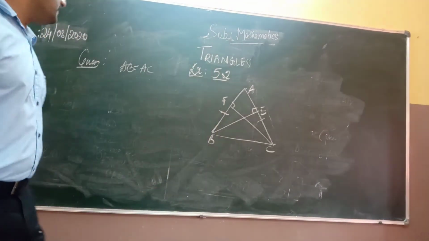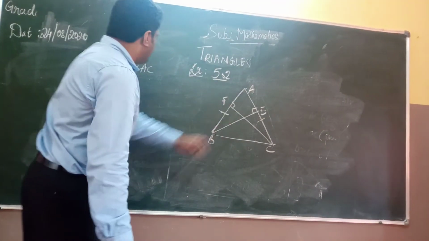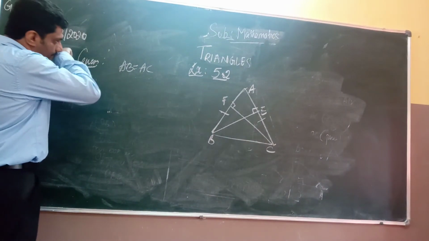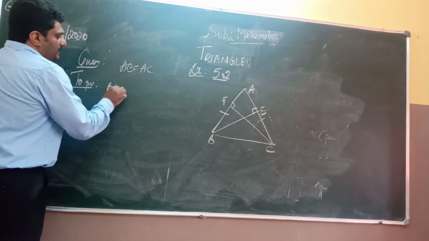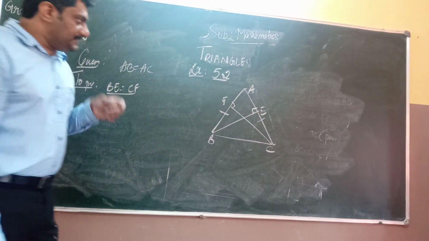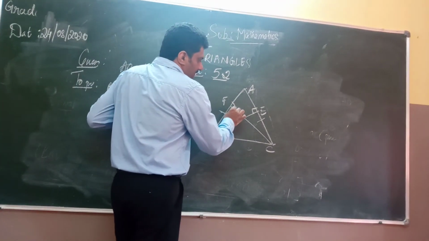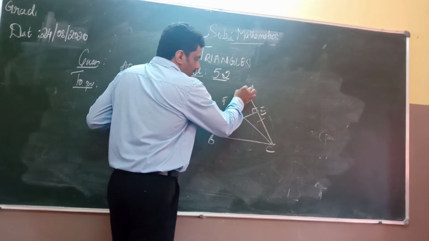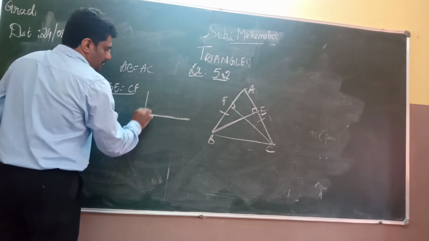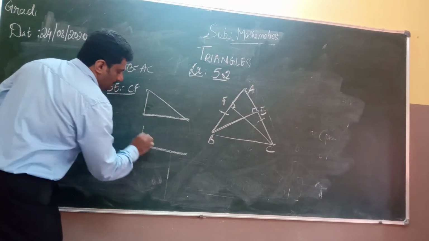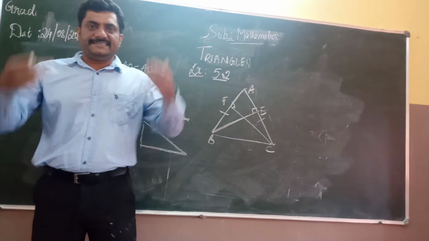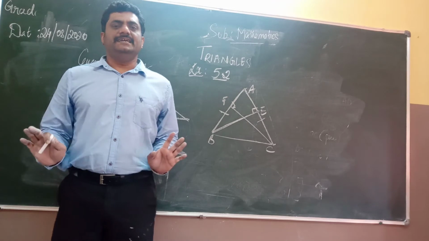Now, which is the altitude here? The altitudes are BE and CF. So, what do we have to prove? To prove BE is equal to CF. How do we prove it? See, this is 90 degrees, right? Now let's try to take this triangle. Always remember, when they say altitude, it is the height. Okay, height is the altitude.